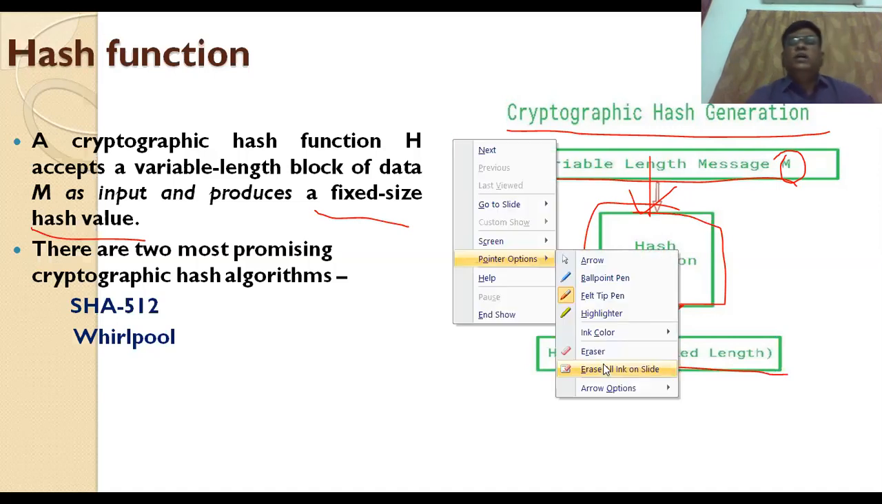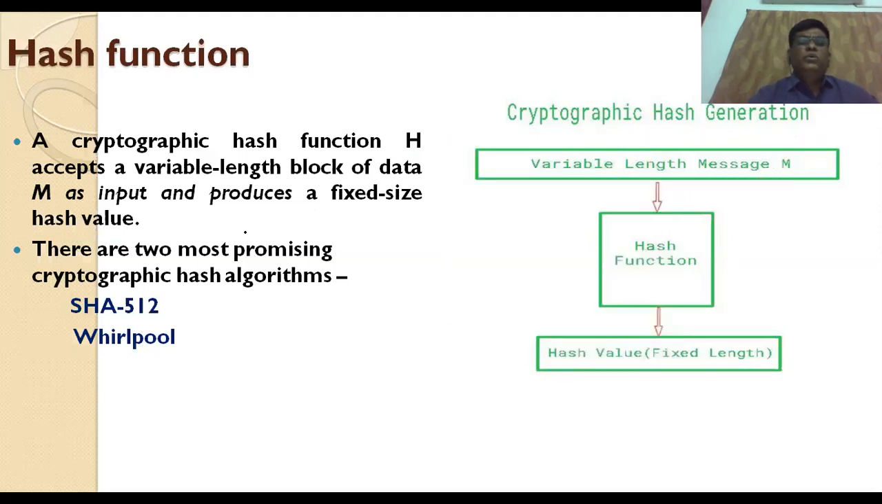Generally, we have two familiar cryptographic hash algorithms: the SHA-512 algorithm and the Whirlpool algorithm. There are so many cryptographic hash algorithms, but these are the most promising ones. Both are cryptographic hash algorithms.